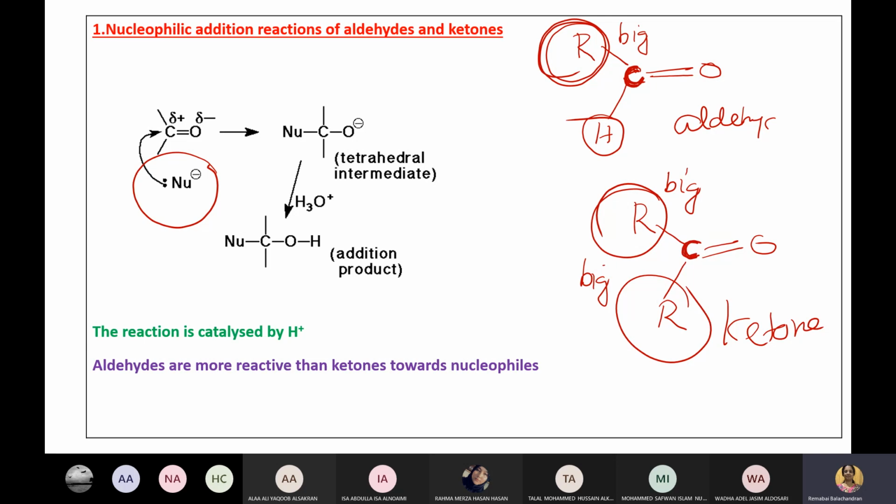For ketones, actually one more reason is there, but it's okay for you. This is enough. It depends on the intensity of positive charge. There is something there, but it's okay. So this is easy to understand. Because of the big groups, ketones are less reactive than aldehydes. So that's what it's given: aldehydes are more reactive than ketones towards nucleophiles.